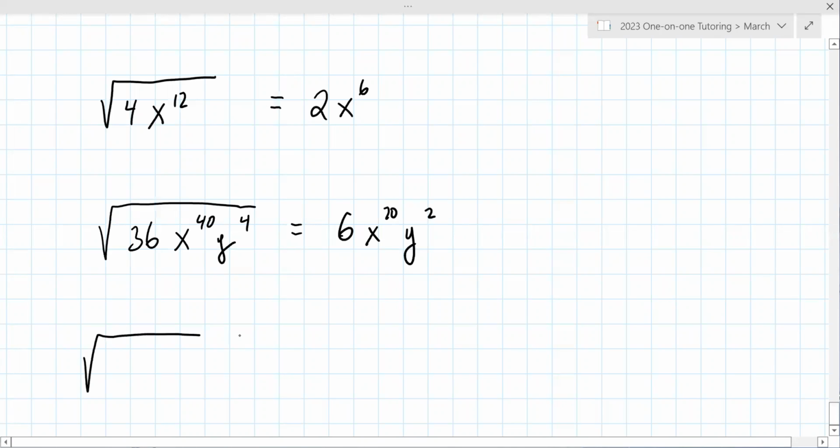All right, let's try another one here. How about the square root of 400 x to the 1.2 power y to the 3.6 power?